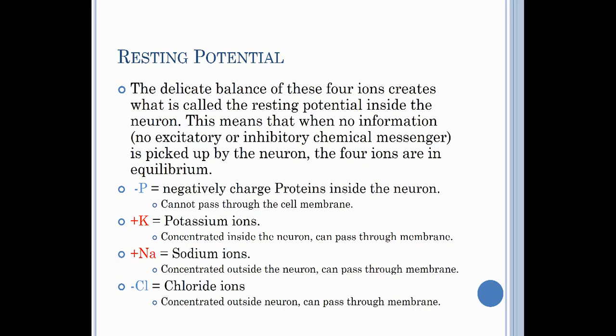This means that when no information or no excitatory or inhibitory chemical messengers are picked up by the neuron, the factors at play are in equilibrium. These can be negatively charged proteins, the potassium ions, the sodium ions, and the negatively charged chloride ions.